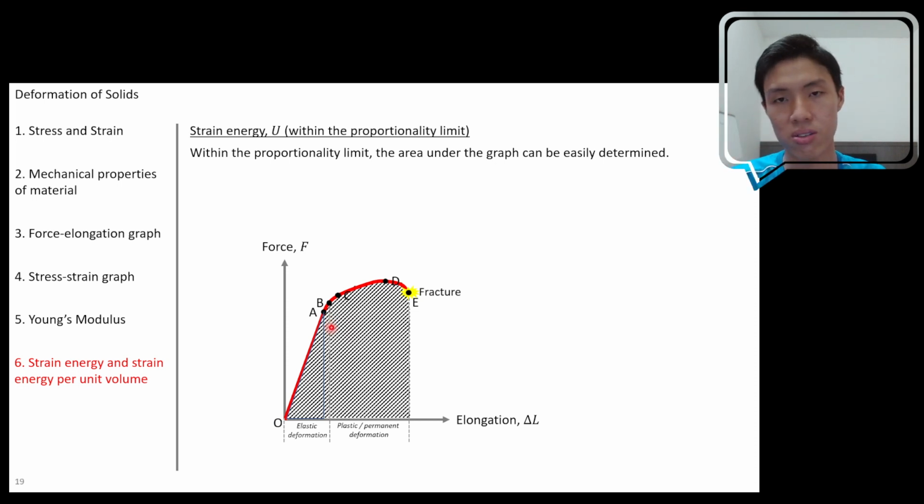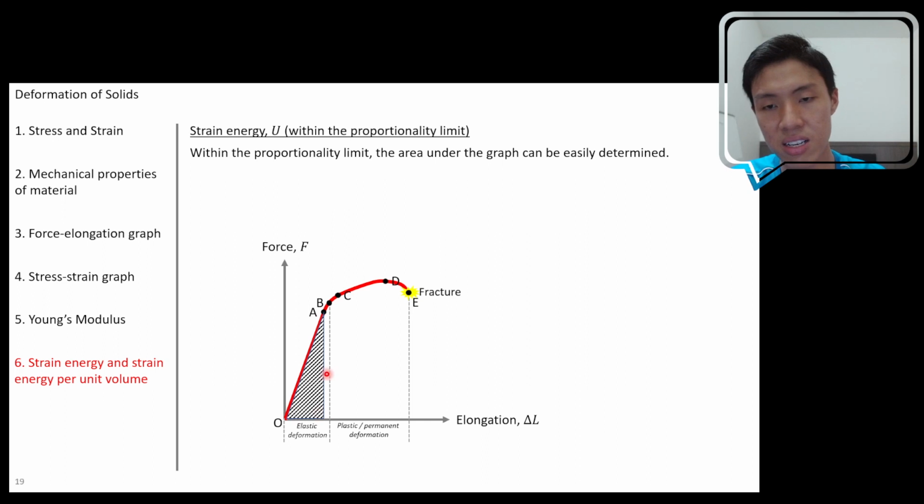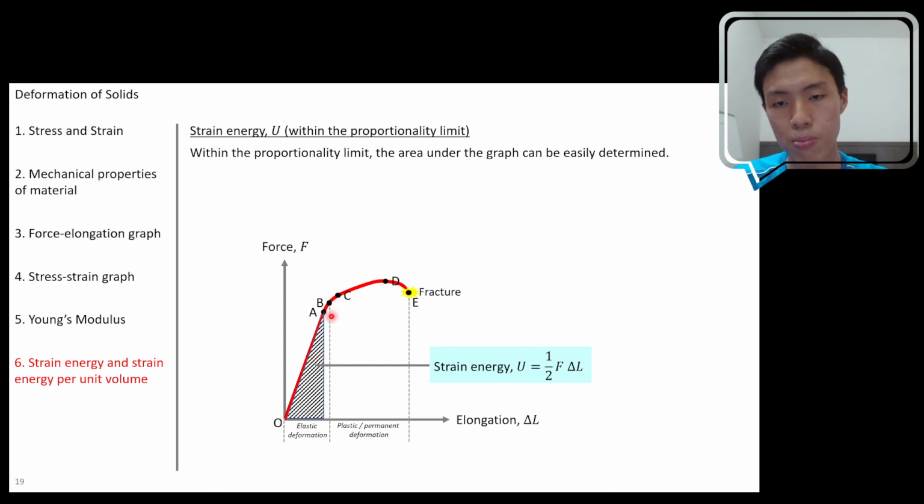right angle triangle. So if we restrict our study to an object being stretched within the proportionality limit, then the area is just a simple right angle triangle that can be easily calculated using half the height multiplied by the width of the triangle. Because this triangle is very easy to determine, we know that it's just half multiplied by the y-axis, which is the force, multiplied by the x-axis, which is the elongation. So this area under the graph, which represents strain energy, can now be easily determined.